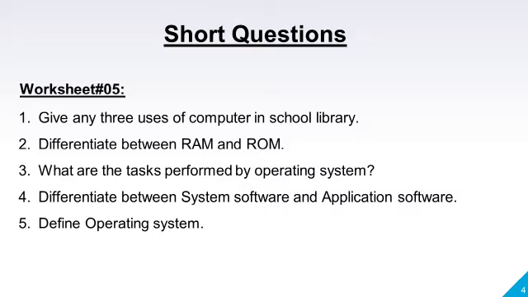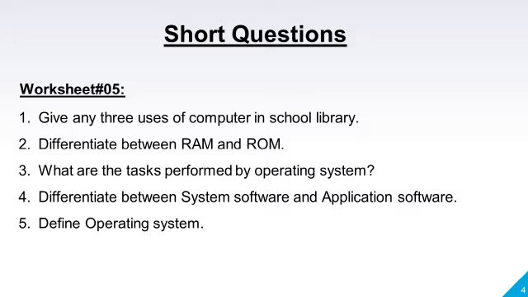Whereas when we are talking about RAM, it is called volatile memory because when you turn off the computer, all the data in this memory will be lost. And when we are talking about ROM, which is read-only memory, it is also called non-volatile memory because when the computer is turned off, it will not lose its content or its data.